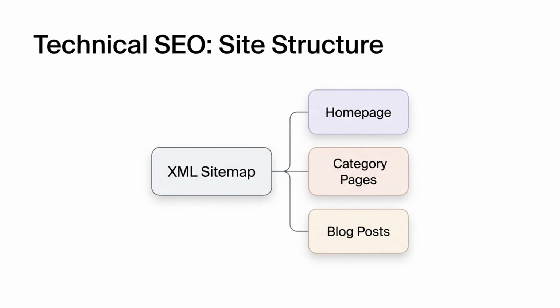A major part of ensuring that proper indexing happens is having a well-organized site structure. This heavily involves creating and submitting an XML sitemap. Think of an XML sitemap as a digital roadmap of your website that leads search engines to all your important pages. It guarantees that search engine crawlers can find and understand the hierarchy of your content without getting lost.